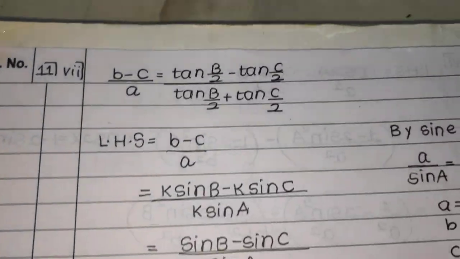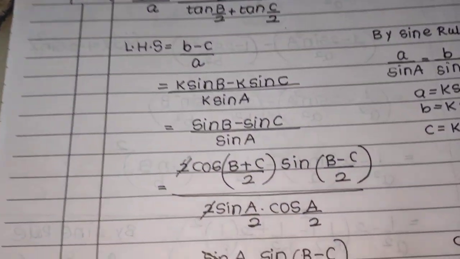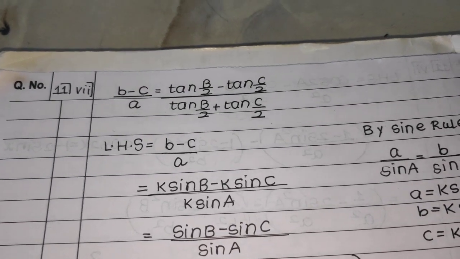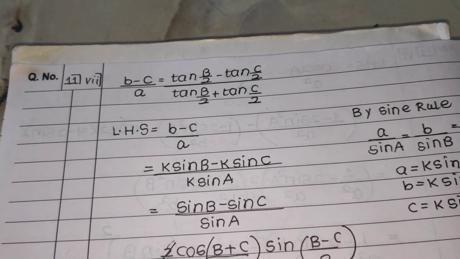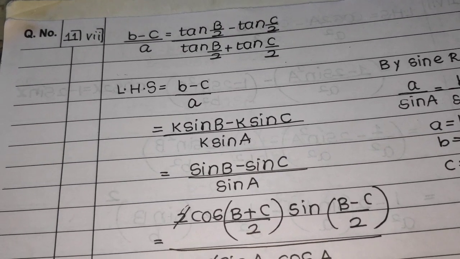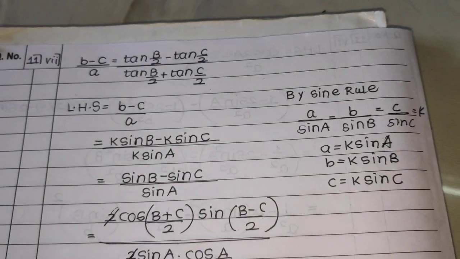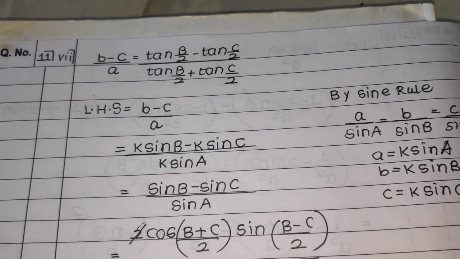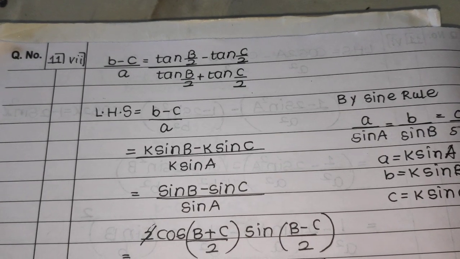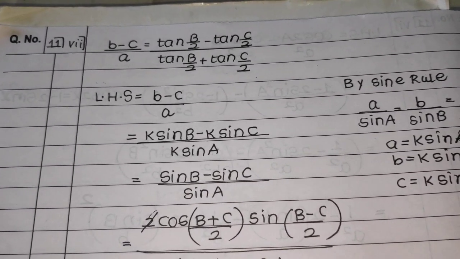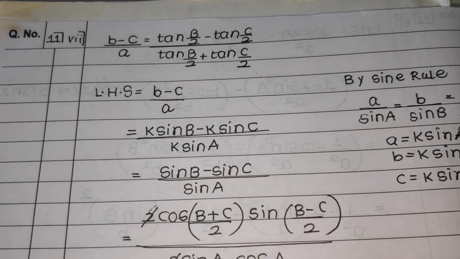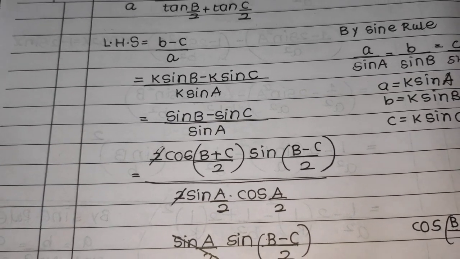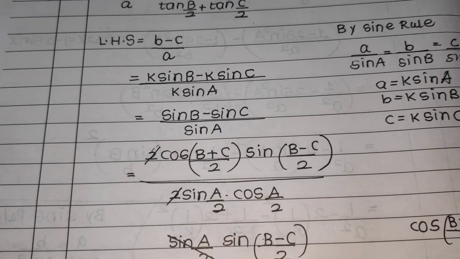So we'll have a quick recap of the question. Here we have to prove that (b minus c) upon a is tan b by 2 minus tan c by 2, whole divided by tan b by 2 plus tan c by 2. We took the left hand side, (b minus c) upon a. So b from sine rule can be substituted as k sin b, c from sine rule as k sin c, and similarly a from sine rule as k sin a. K gets cancelled from numerator as well as denominator. So we are left with sin b minus sin c in the numerator, whole divided by sin a.